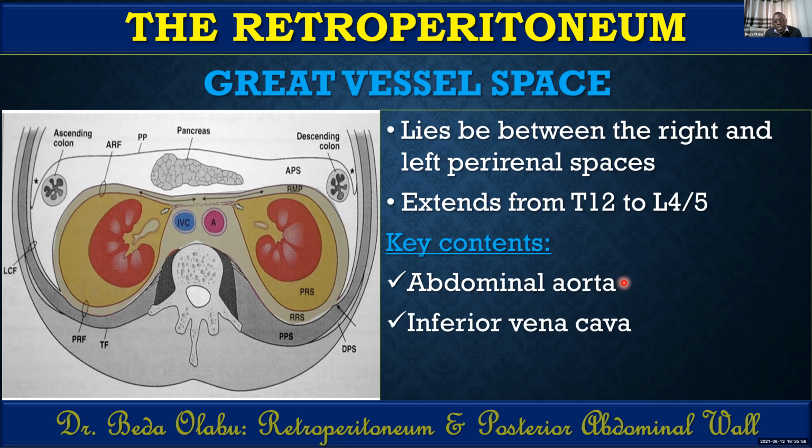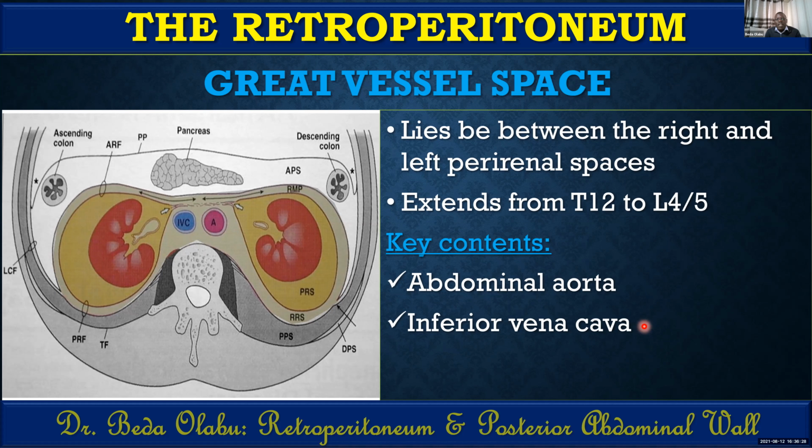Apart from the aorta, we also have the inferior vena cava running to the right of the aorta. The inferior vena cava is formed by union of the right and left common iliac veins. This union commonly takes place at the level of the fifth lumbar vertebra to the right of the aorta. The inferior vena cava then receives various tributaries.